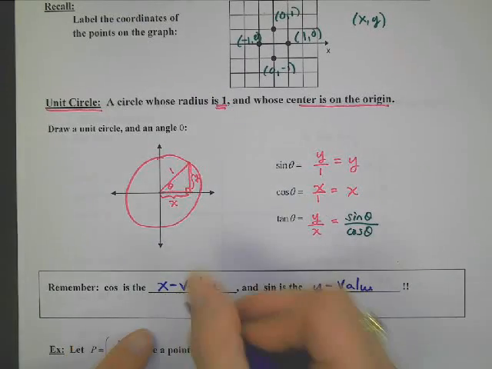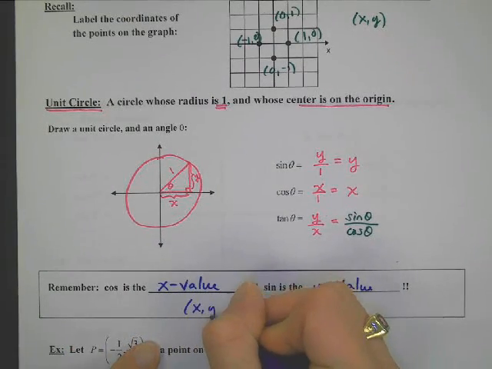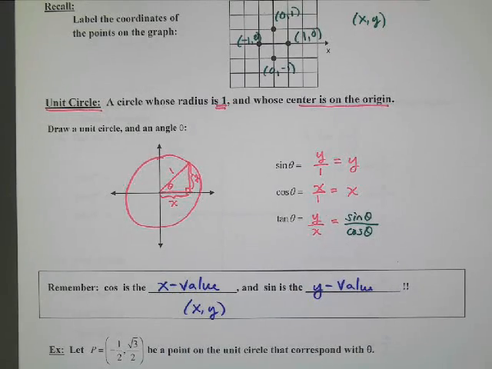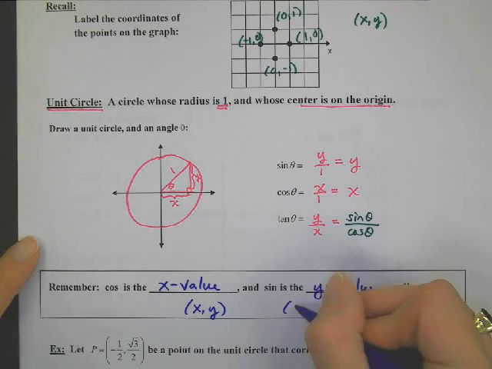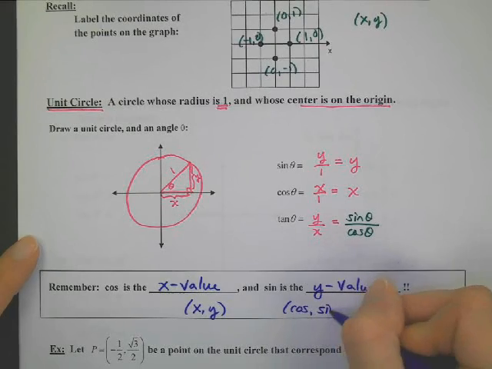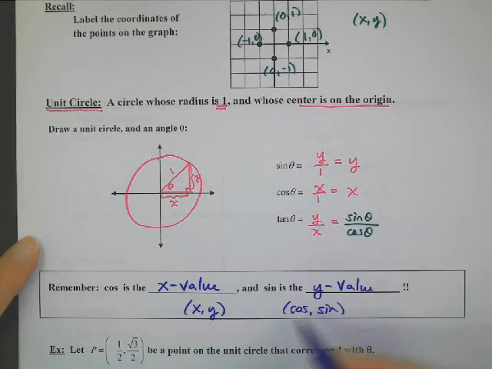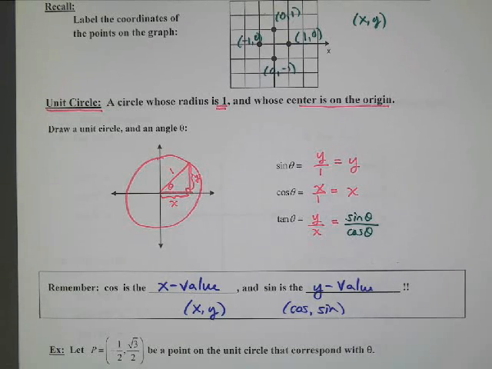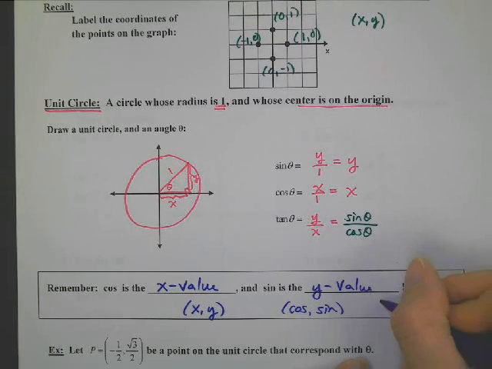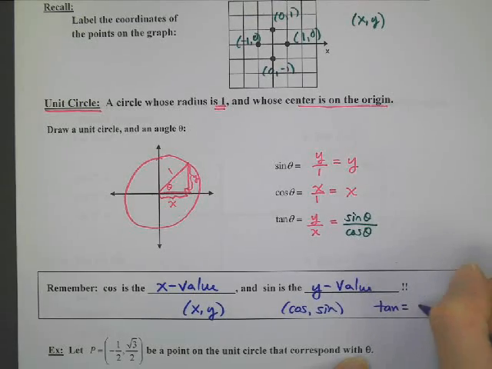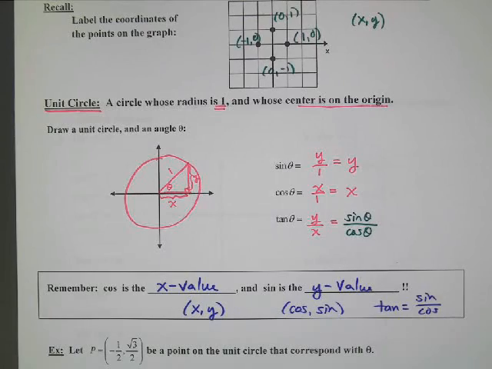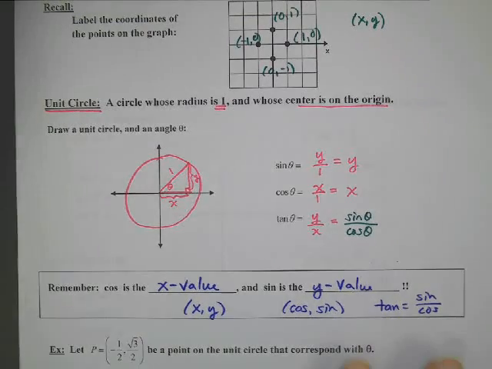Okay, a couple ways that you can remember that. It always goes x, y. It goes in alphabetical order. And so does cosine, sine. If I say find me the cosine, you would look in the x place. If I say find the sine, you would look in the y place. And one more time, if I say tangent, then you're going to have to take the sine over the cosine. Okay, let's go ahead and do some practice here.